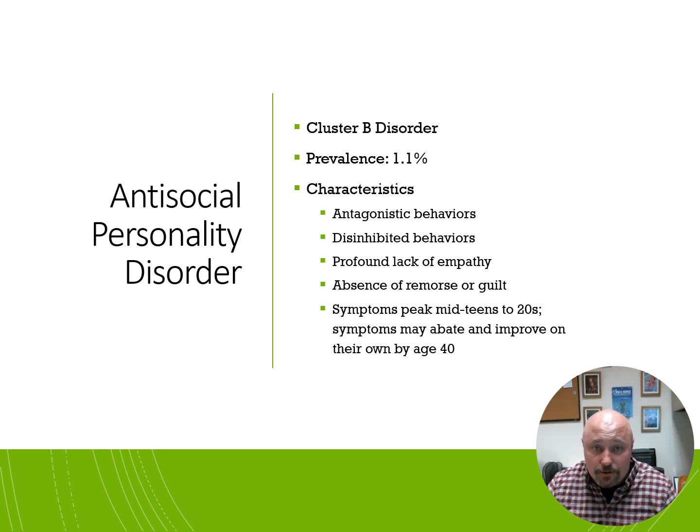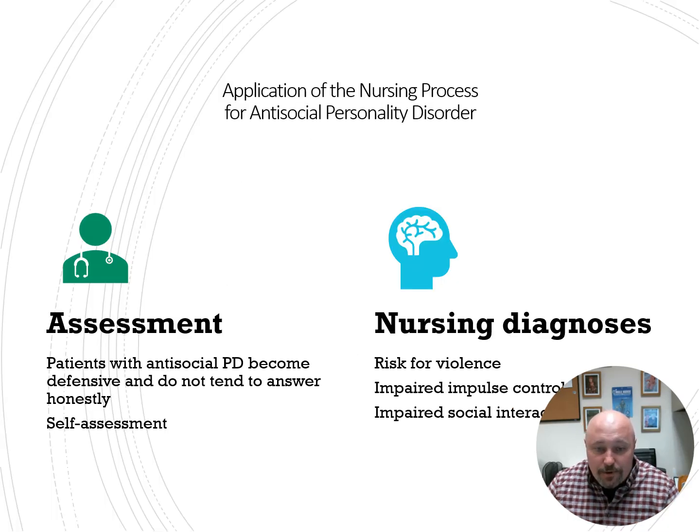The main pathological traits that characterize antisocial personality disorder are antagonistic behaviors, such as being deceitful and manipulative for personal gain or hostile if needs are blocked. The disorder is also characterized by disinhibited behaviors, such as high risk-taking, disregard for responsibility, and impulsiveness. Criminal misconduct and substance abuse are also very common with this population. For our assessment, patients with antisocial personality disorder become defensive and do not tend to answer honestly.